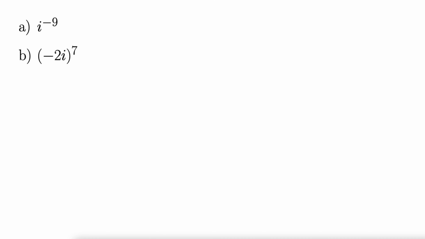In this example, we expand the idea of taking i to various powers. Let's try part A. We have i to the negative 9. Remember that a negative exponent brings that down to the denominator. So i to the negative 9 is 1 over i to the 9th. Okay, so we just need to figure out what i to the 9th is.